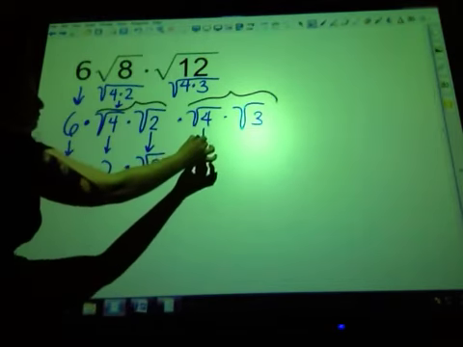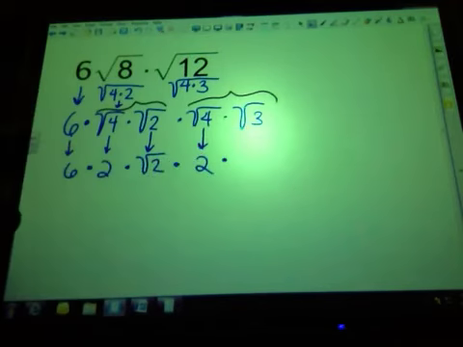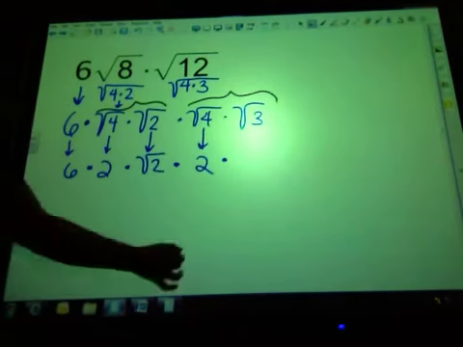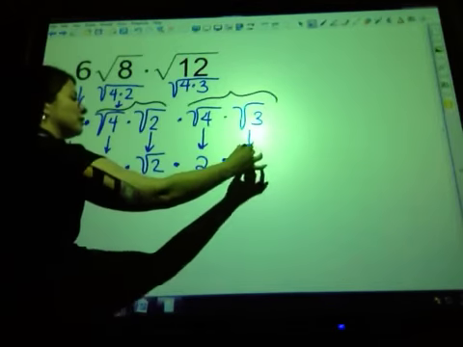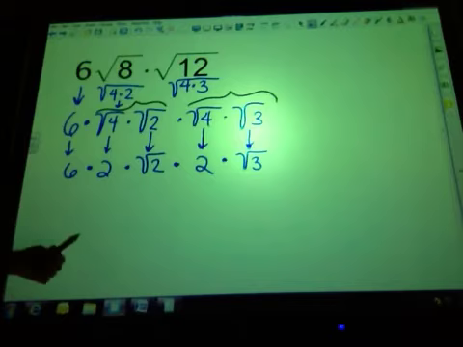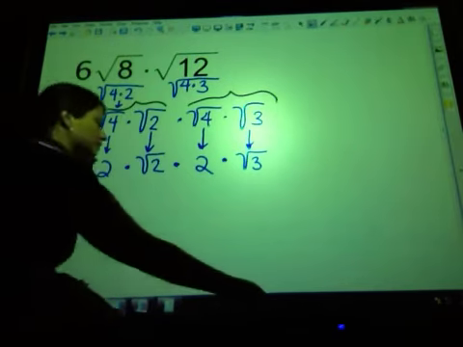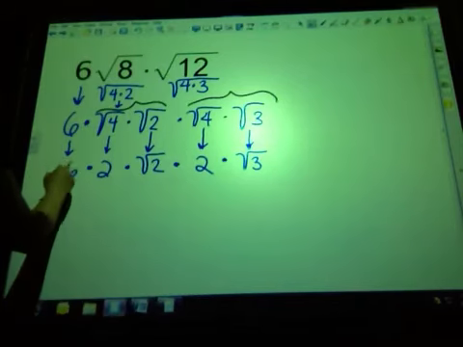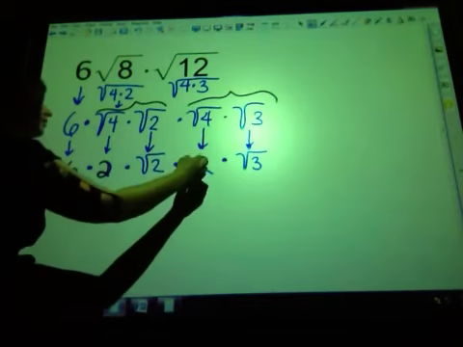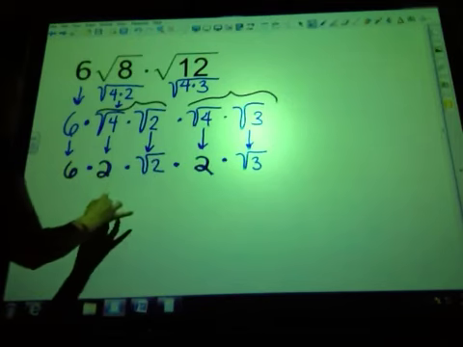Next, I have another square root of 4. Square root of 4 is 2. Last, I have a square root of 3. I can't simplify a square root of 3, so I have to bring down that whole square root of 3. I'm going to multiply all of the numbers that are not underneath a square root sign. So that would be my 6 times 2 times 2. 6 times 2 is 12. 12 times 2 is 24.